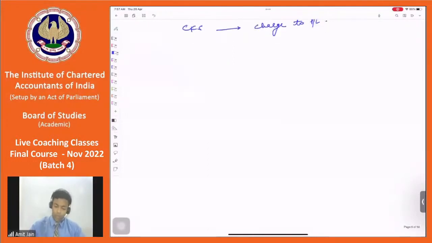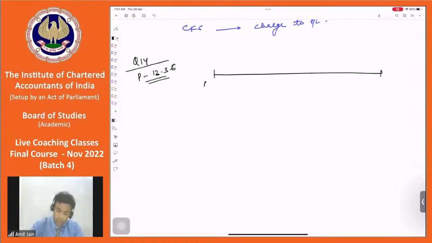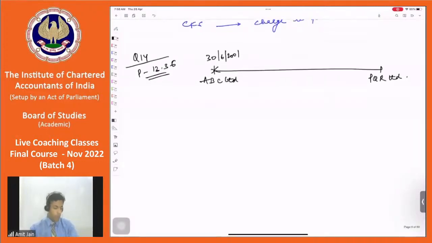Okay, let's do another quick question. Question number 14. Let's move forward very quickly, guys. We have devoted significant time on understanding the concepts and resolving all the queries. Okay, question number 14, page 3136. ABC Limited acquired PQR Limited on 30th June 2001. The assets acquired from PQR include an intangible.